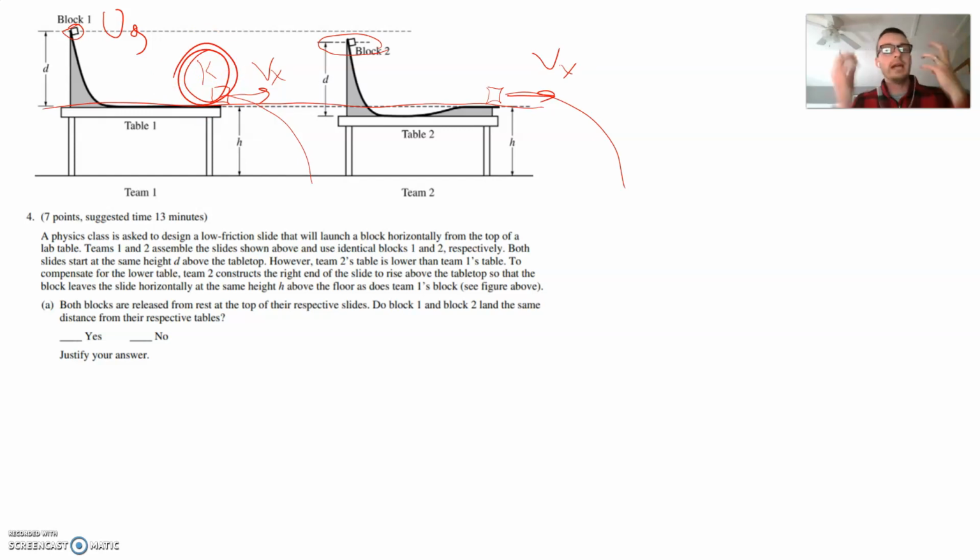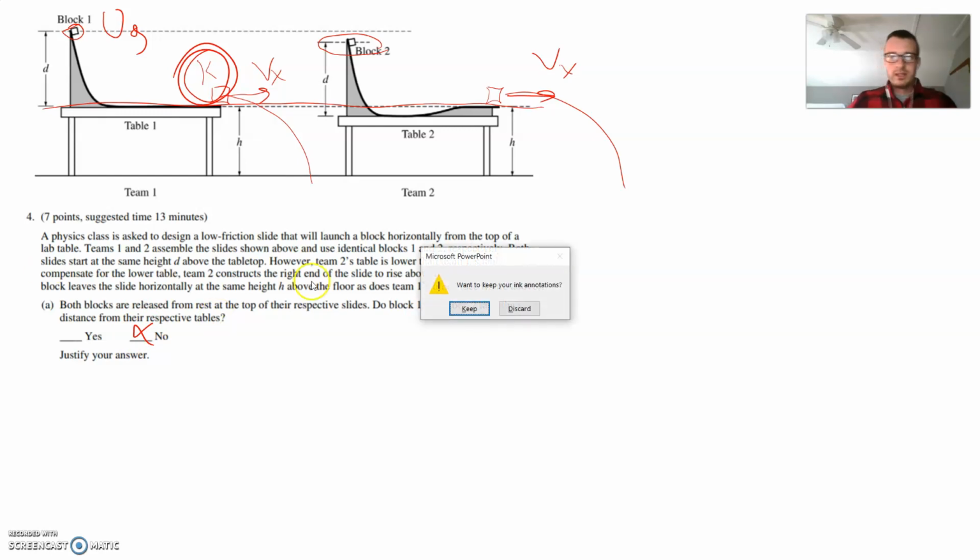So that's kind of unpacking the ideas in your head, and then it comes down to how do you write this. So let's look at the question they're asking. Both blocks are released from rest. Do block 1 and block 2 land the same distance from their respective tables? No, of course not, you fool. All right, no, not you fools, but I mean, they're the fools.